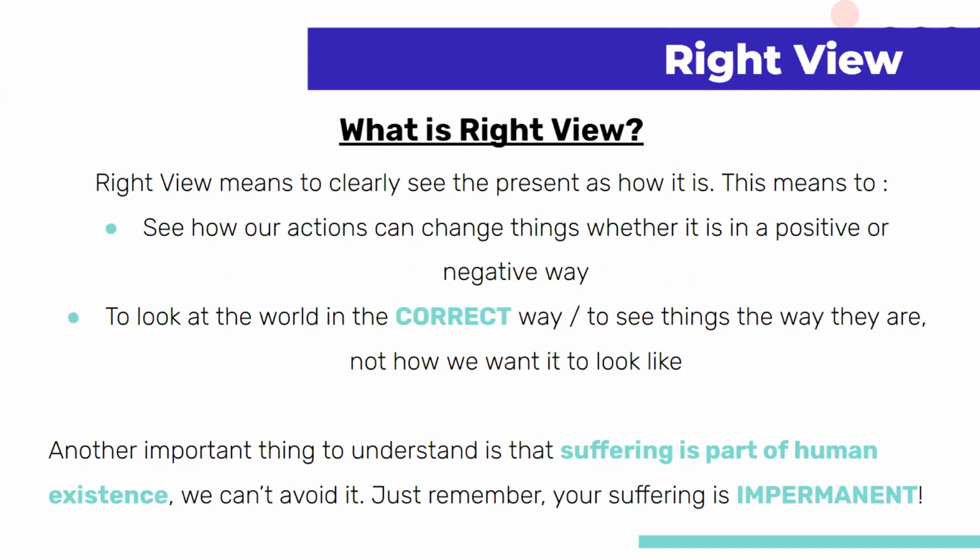And last is right view. Right view means to clearly see the present as it is. This means to see how our actions can change things, whether in a positive or negative way, to look at the world in the correct way, to see things the way they are and not how we want them to look like. Another important thing for you to understand is that suffering is part of existence. We can't avoid it. Just remember your suffering is impermanent and there's nothing permanent in the world other than death.